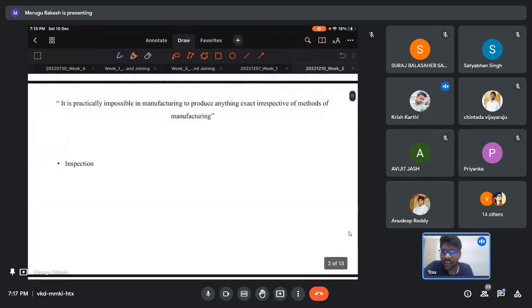So this was the main theme. It's practically impossible to manufacture or produce anything exact, irrespective of the methods of manufacturing. So why can we not produce exact?